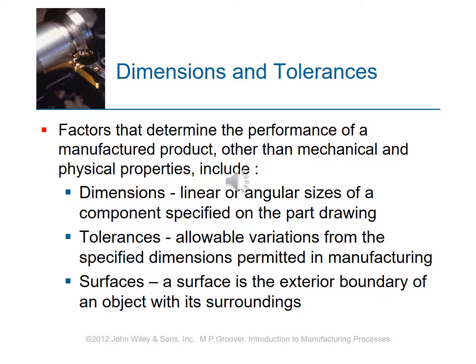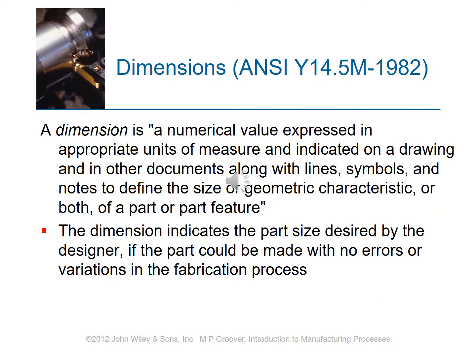And surfaces, this is the exterior boundary of an object with its surroundings. These are very important. I came from hydraulics, very, very important, because that affected everything, how well the valve performed. ANSI is like the Bible. It's an organization for all the engineers. And they talk about a dimension as a numerical value. So it's a number expressed in appropriate units. It could be inches, feet, angle, degrees, radians, whatever, of measure, indicated on a drawing and other documents along with lines, symbols, notes to define the size or geometric shape, or both, of a part feature.